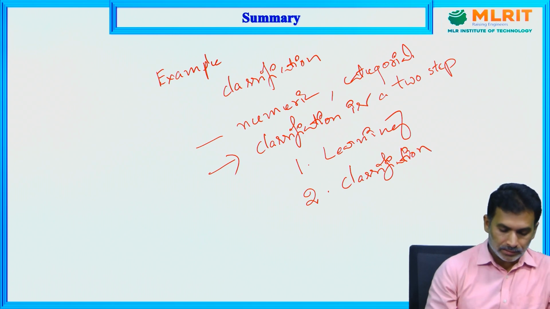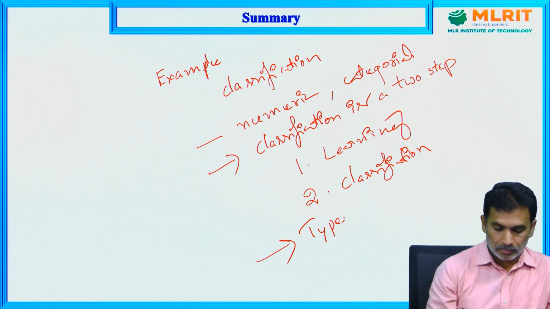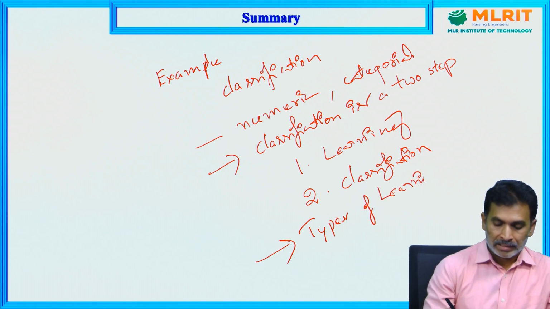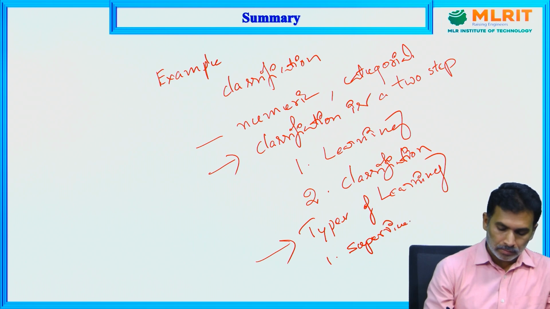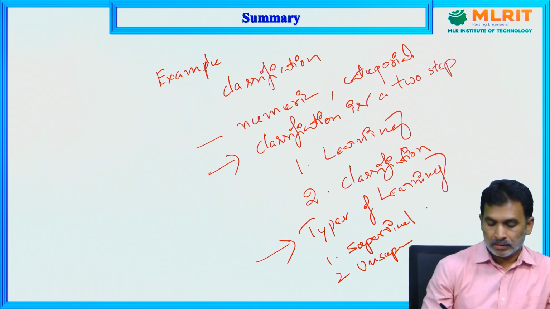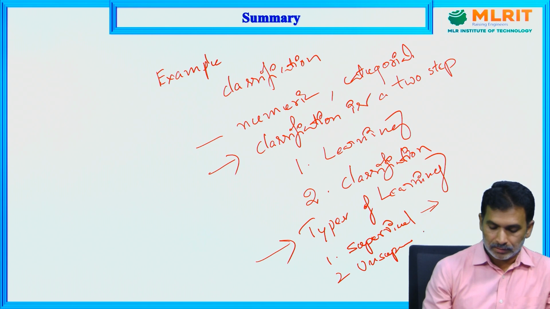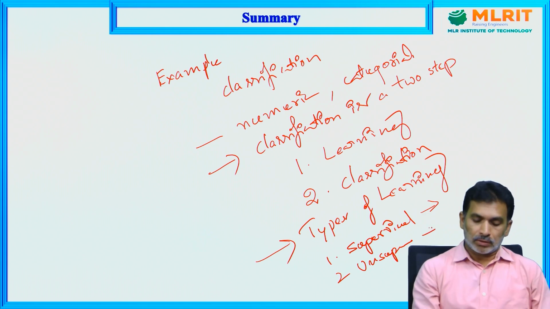Then we also discussed the types of learning. In this we discussed one is supervised learning, and another one is unsupervised learning. Supervised learning means we use the data set with the class labels, whereas unsupervised is without class labels.